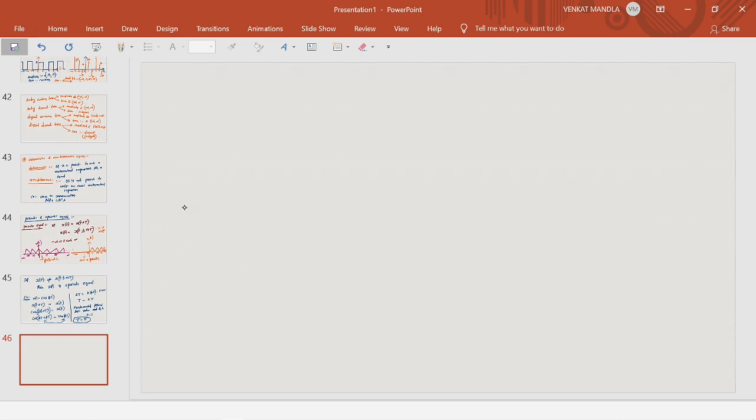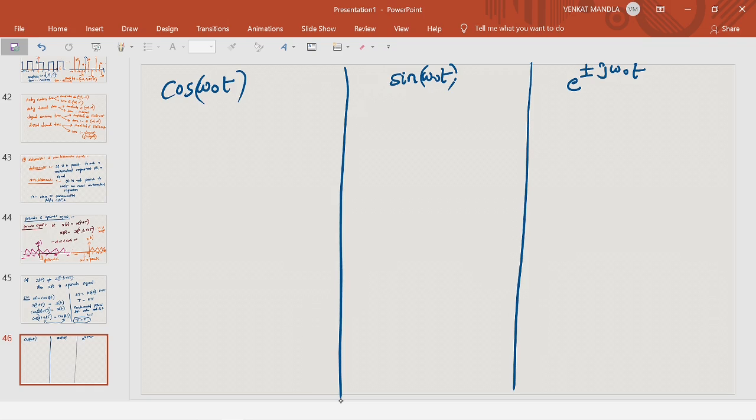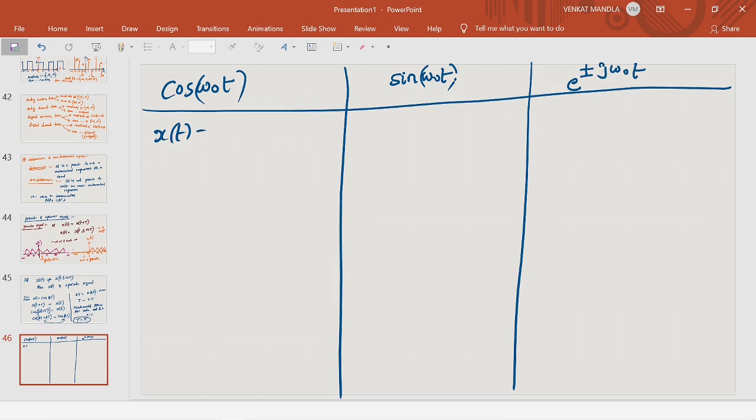Similarly, we will find out the period for generalized signals: cos omega naught t, sin omega naught t, e power plus or minus j omega t. First I will discuss continuous time signals, and then I will go for discrete time signals. So in continuous time signals, x of t equal to cos omega naught into t.